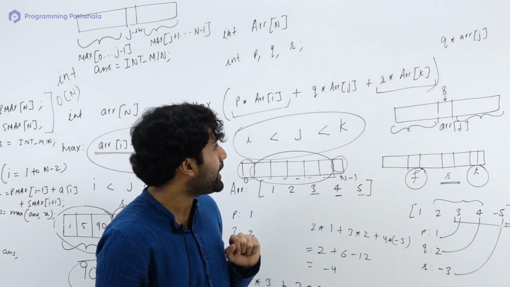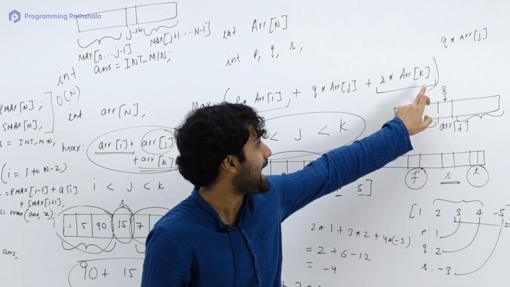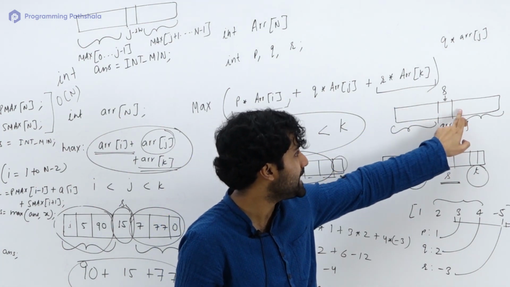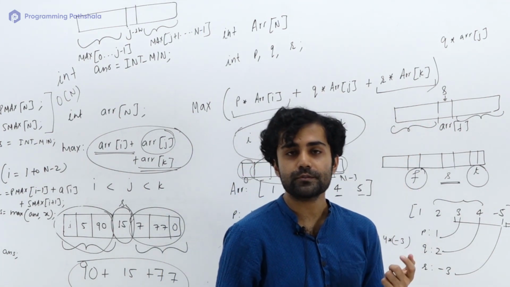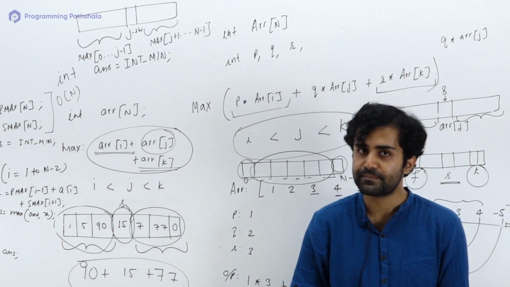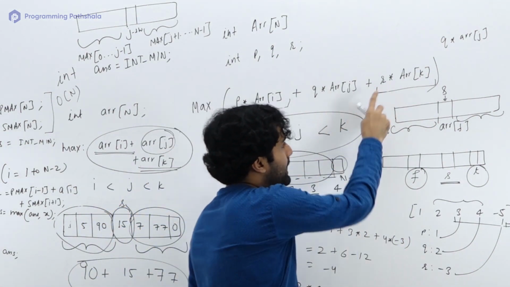Similarly, you have to find out the best possible r into array k, where k must be chosen from j plus 1 to n minus 1. And it looks like this is easy. This is also just like finding prefix max and suffix max. The only difference is that here there is a coefficient that has to be multiplied.